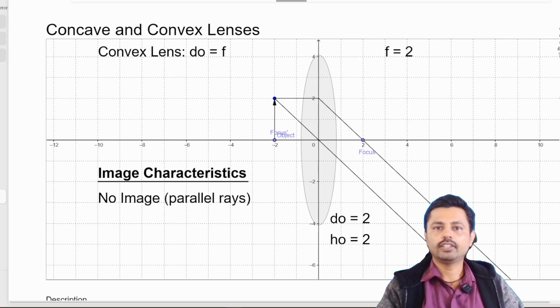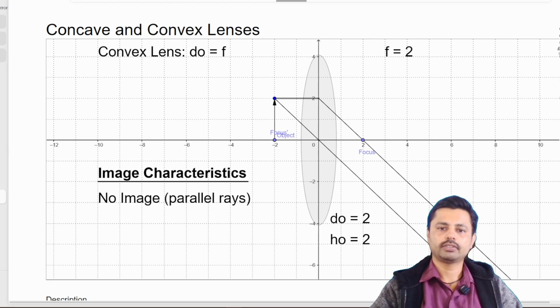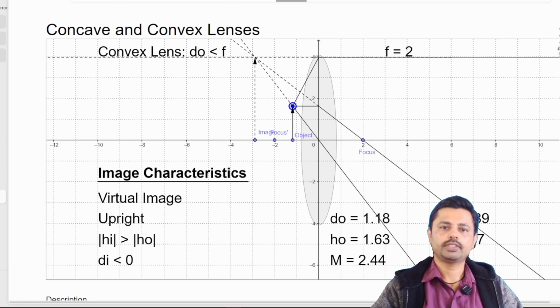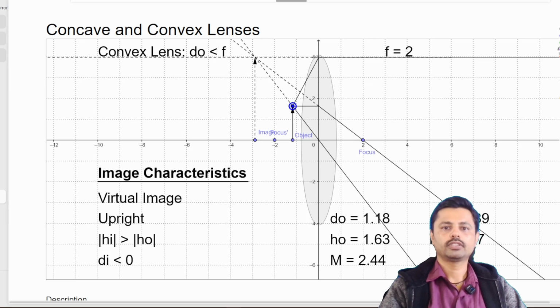Let's take the object even further, closer to the lens, and what will happen? Will it go further or something else will happen? So see, observe what is happening to the image. See here, this position, see this position.